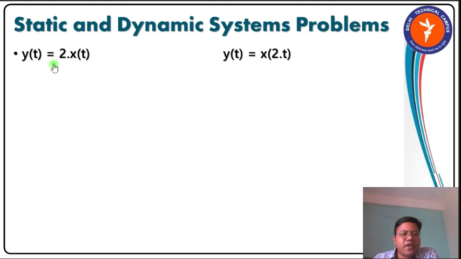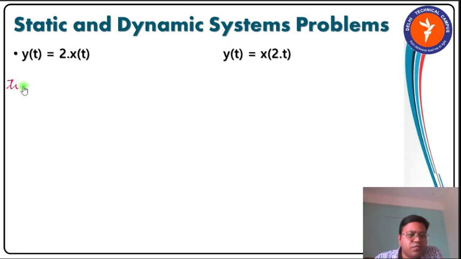Say, consider this first example, y(t) = 2x(t), and we have to comment on whether the system represented by this equation is a static system or a dynamic system. To check whether the present output depends upon past, future, or present values, we will calculate the values at different instants of time.